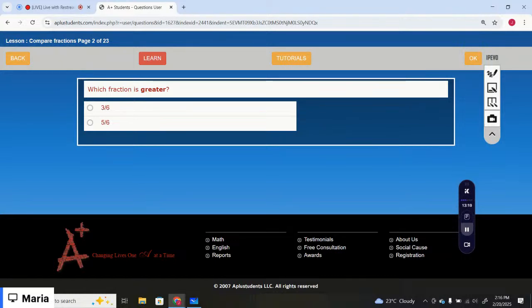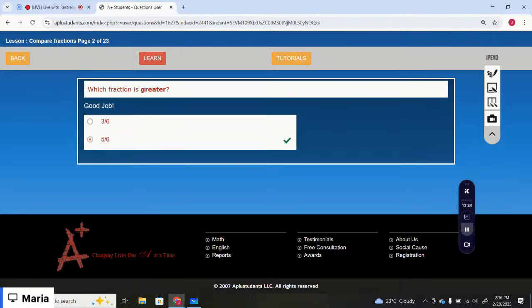The greater one is 5 over 6 because 5 over 6 has a greater numerator, or if you make the model for both the fractions, 5 over 6 has more portion colored than 3 over 6.